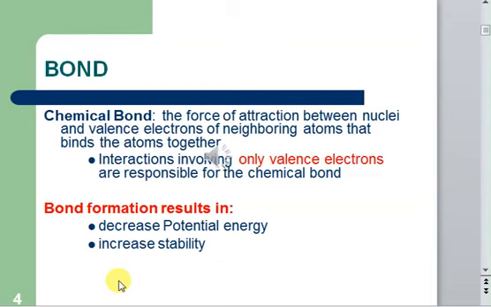So when they form a bond, their potential energy decreases. Decrease in potential energy is responsible for increase in stability, right? So in short, we say that a bond is formed in order to increase the stability of the system, right? Another justification is that atoms form bonds in order to achieve the noble gas configuration.